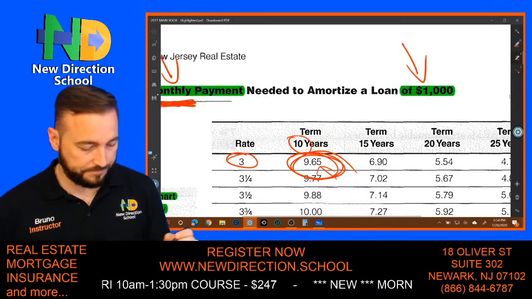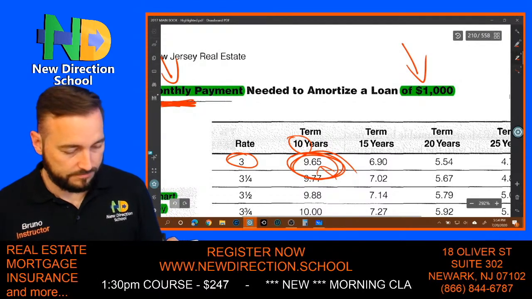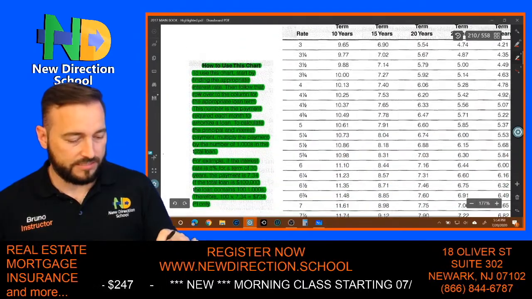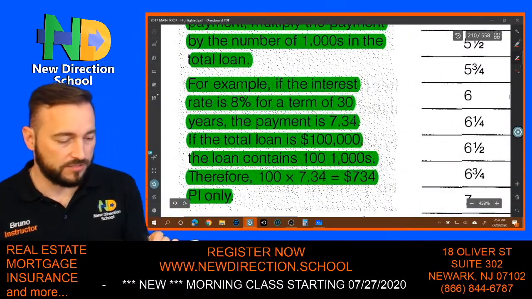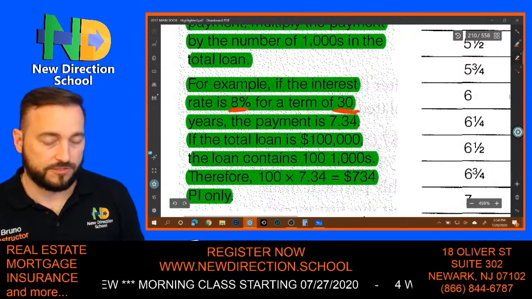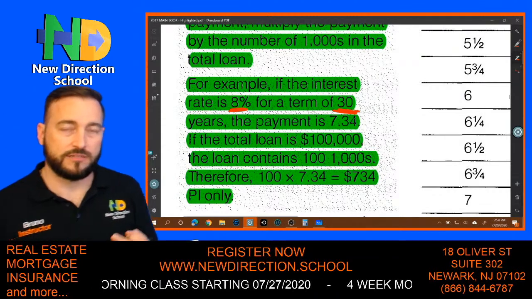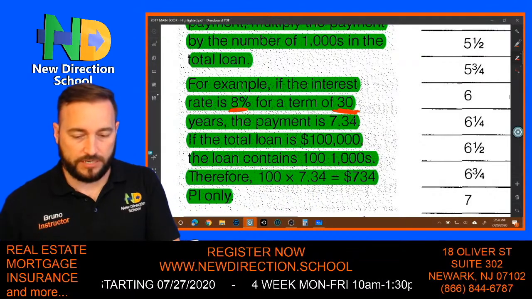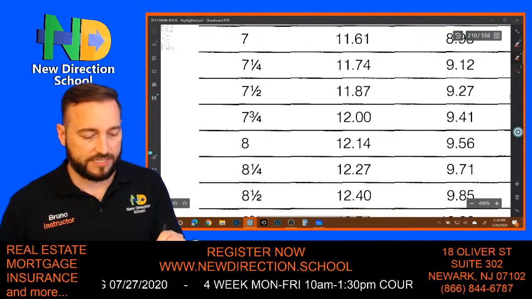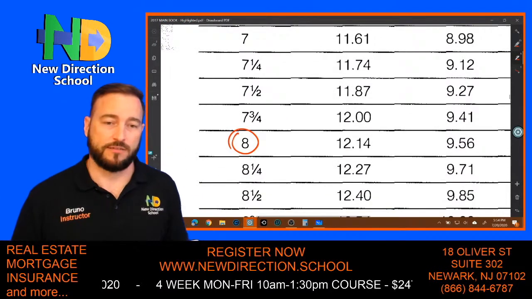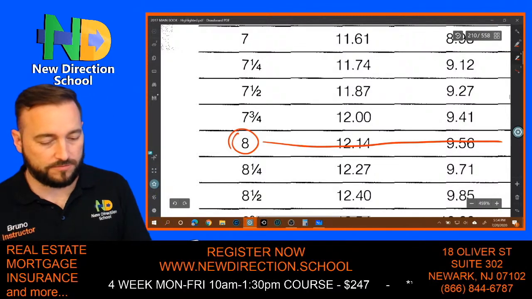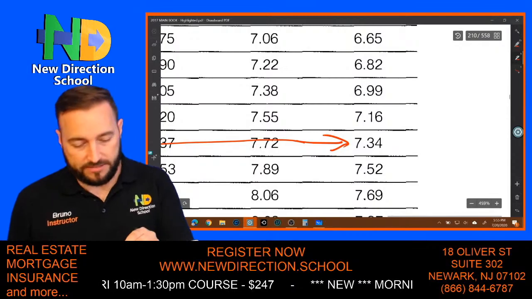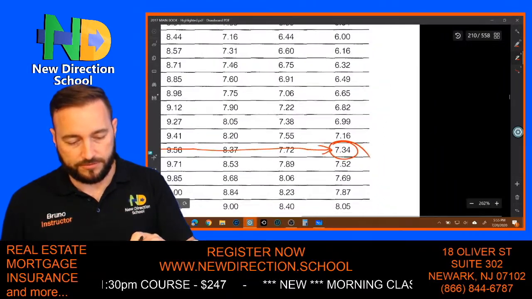So let's figure this out. I'll give you a quick example in a little bit. Let's say the rate is 8% for 30 years. We need to figure out the number that represents the payment over 30 years on a loan at 8%. So we go to the first column all the way to where it says 8. So we identified the 8%. Then we go all the way to the right, following it in a straight row, to the column that says 30 years. And the number we get to is 7.34.